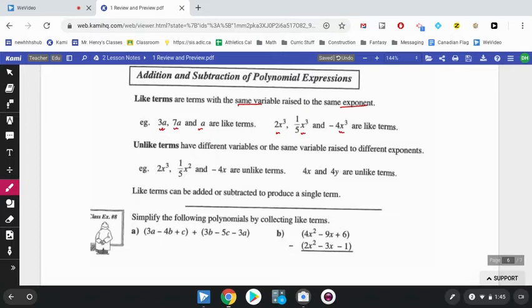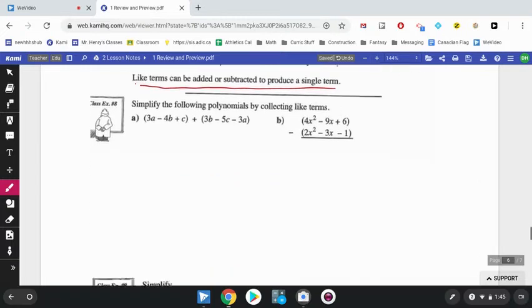Unlike terms are when I have either different variables or different exponents. As soon as one of the pieces is different, they are not like terms. So x cubed compared to x squared compared to an x. Yeah, they're the same variable, but their exponents are different, so they are not like terms. I cannot combine them. And the other example, an x term and a y term, those are different. Those are unlike terms. Okay? And what it says is like terms can be added or subtracted to produce a single term. Absolutely. So that's what we're going to do in this example.